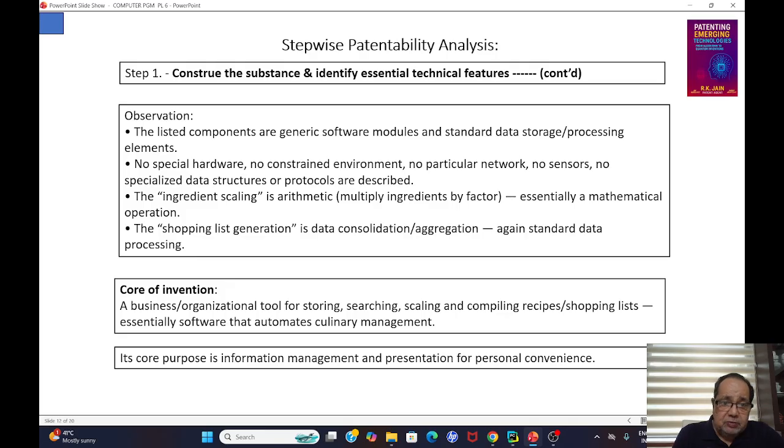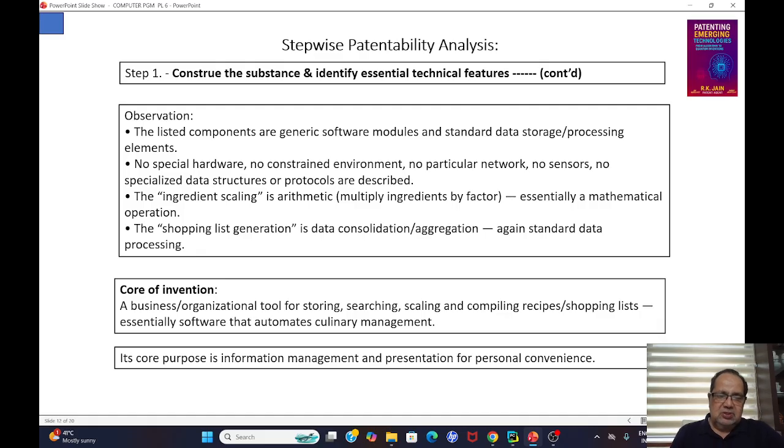So we can observe a few final things. As mentioned, the listed components are generic software modules and standard data storage elements. No special hardware, no particular network, no additional sensors. The ingredient scaling is arithmetic, essentially a mathematical operation. And finally, the shopping list generation is a data consolidation and aggregation.